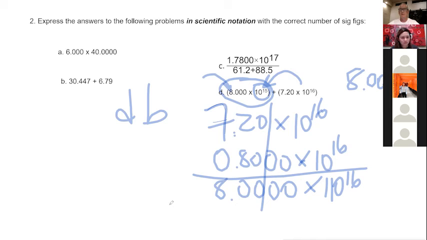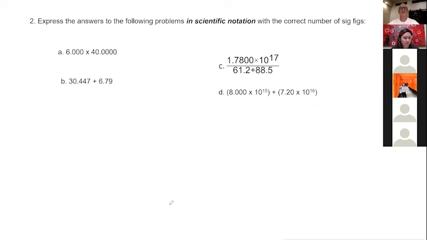So 8.00 times 10 to the 16th is the right answer. I had the wrong number being larger. Man, I'm glad you asked, because that would have sent you away with the wrong answer. I don't want to do that. So any other questions before we wrap it up?